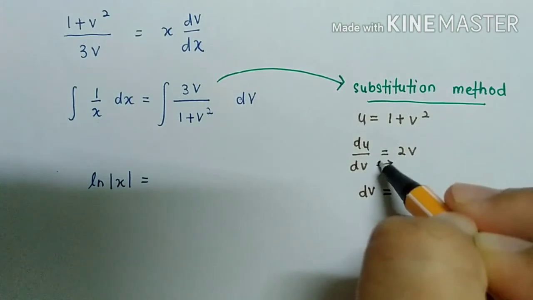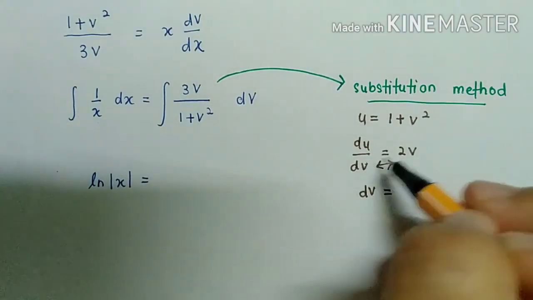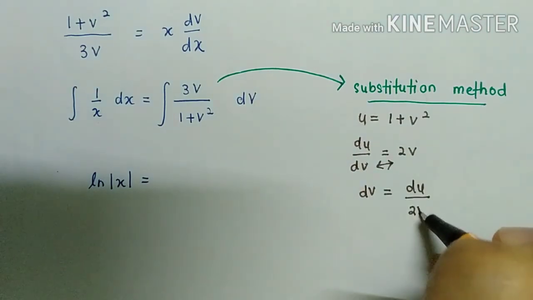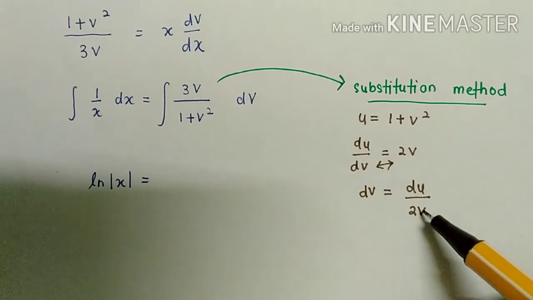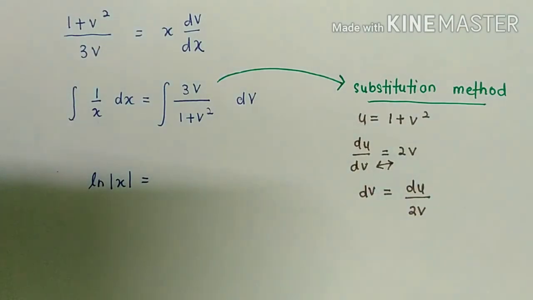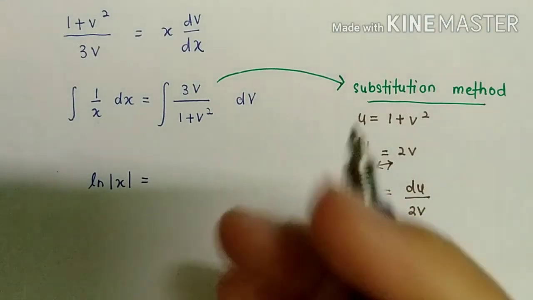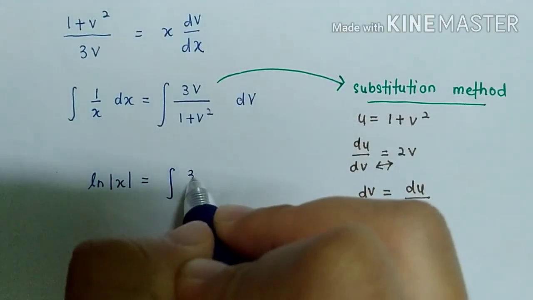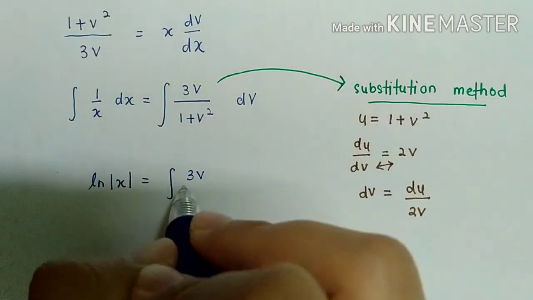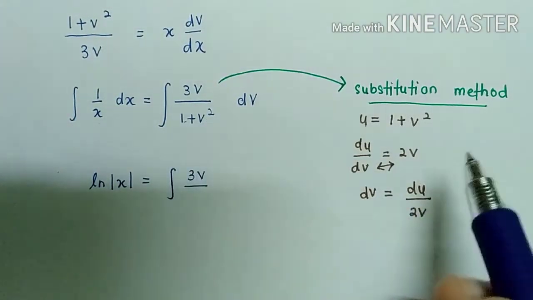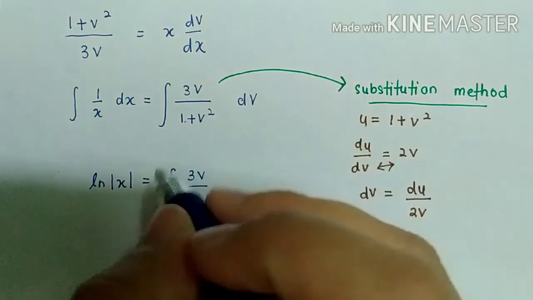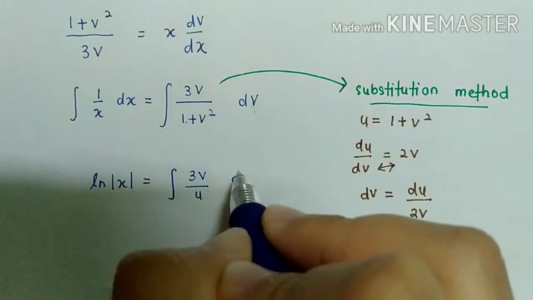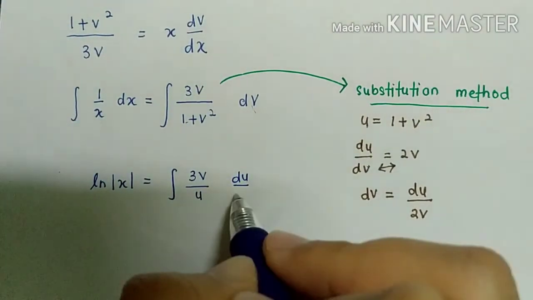And then from du over dv, we can get dv. We just change dv and 2v, so we have dv equals du over 2v. And then we can substitute back into this function. So integration of 3v, we just write it back 3v, divided by 1 plus v squared, which is u, and dv is equals to du over 2v.